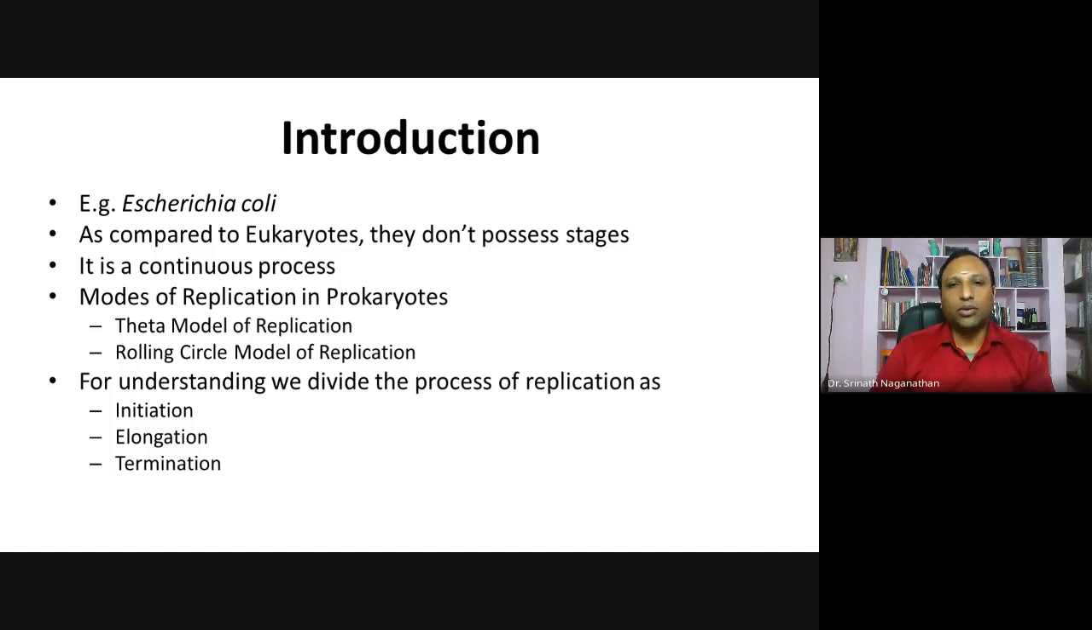As compared to eukaryotes, prokaryotes don't possess different stages. It is a continuous process, that is, they immediately undergo replication, then transcription and translation. The mode of replication in prokaryotes has two types. The first is called the theta model of replication, and the second is called the rolling circle model of replication. For understanding, we divide the process of replication into initiation, elongation, and termination. But as such, it is a continuous process, as we have said previously.